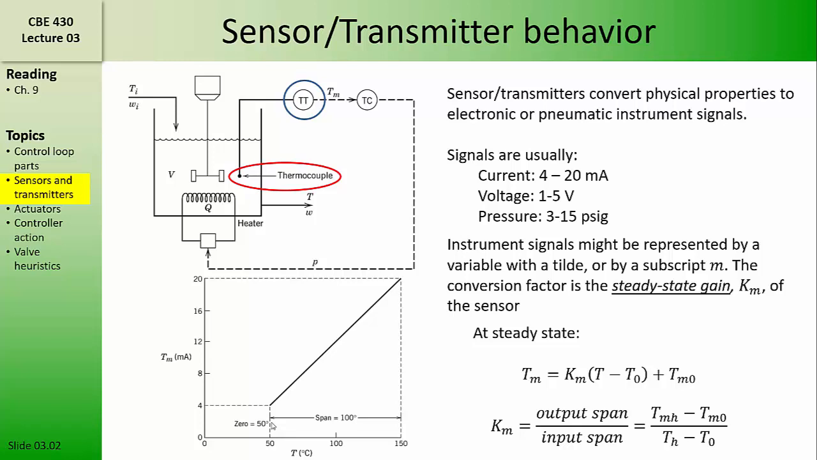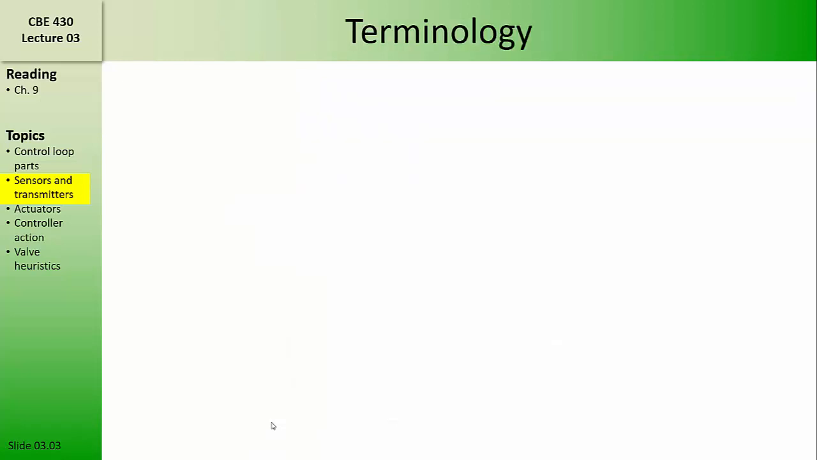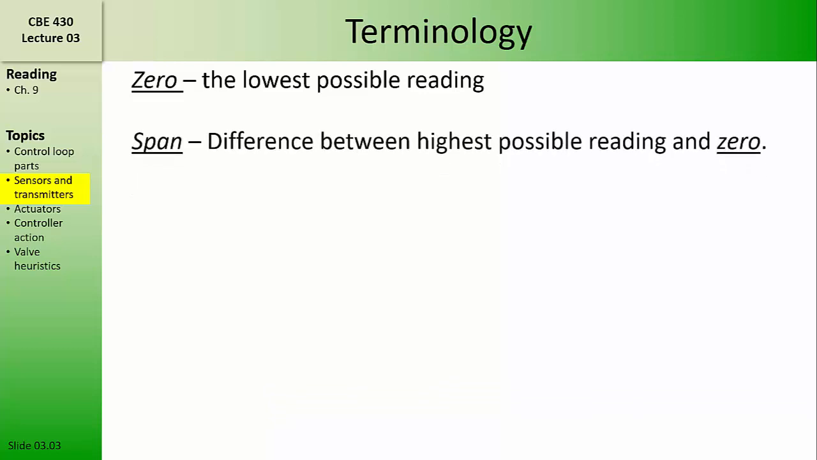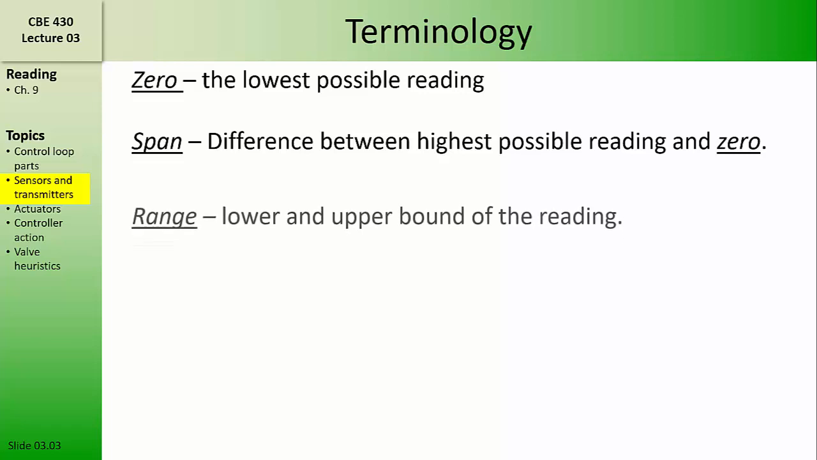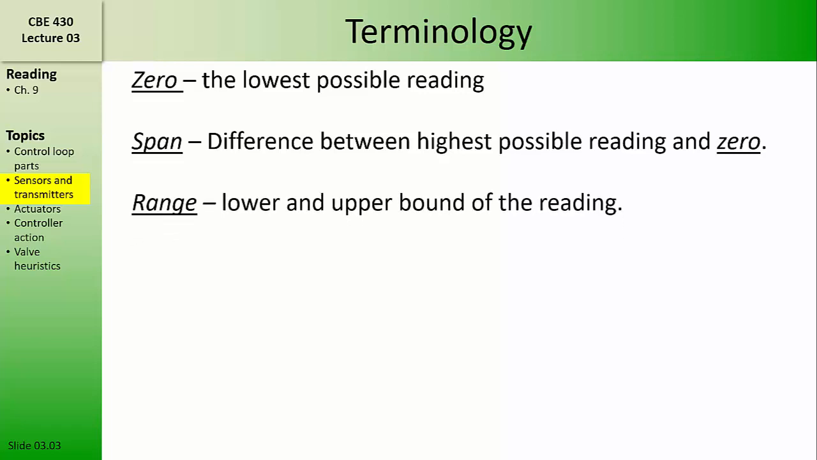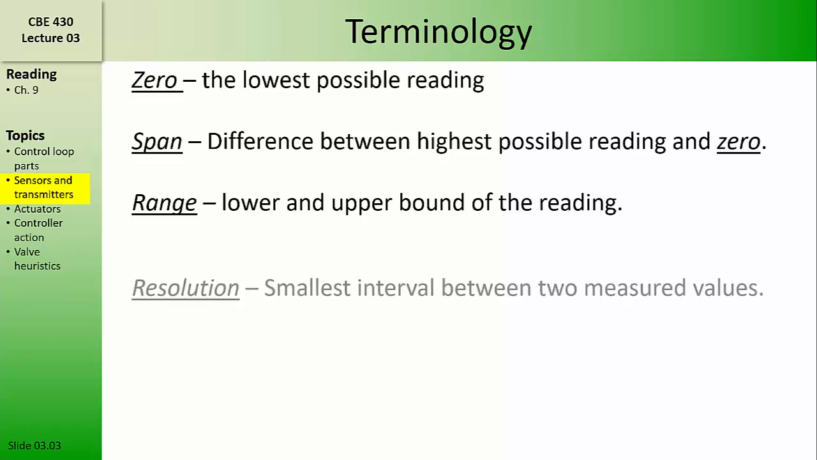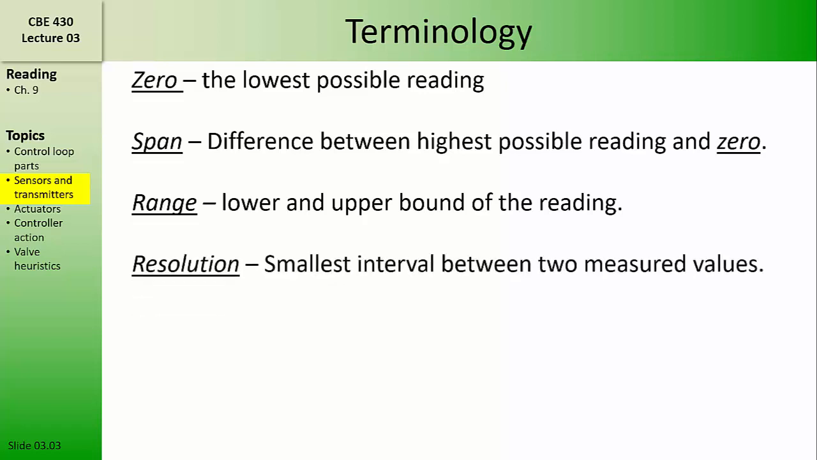The lowest possible measurement is called the zero, although it may not be numerically equal to 0. So the zero is the lowest possible reading on either the scale of the process variable or the corresponding scale of the instrument signal. The span is the difference between the highest possible reading and the zero. While the span is a single number, the range is two numbers, representing the lower and upper bounds of the reading. The term resolution refers to the smallest interval between two measured values.